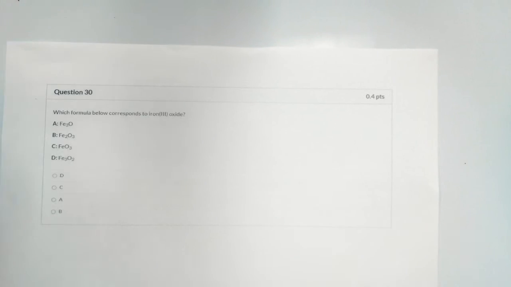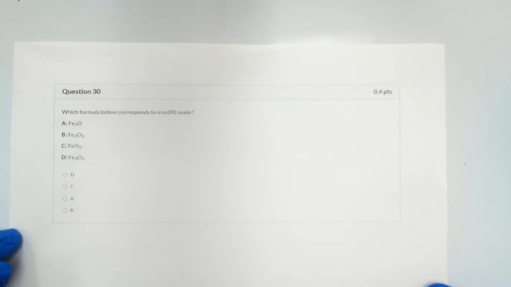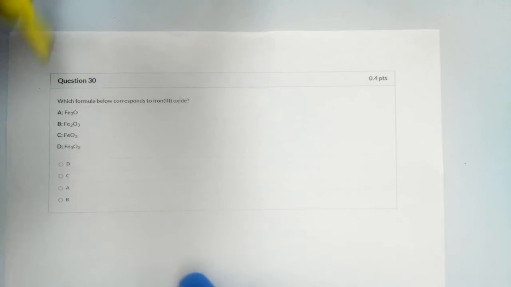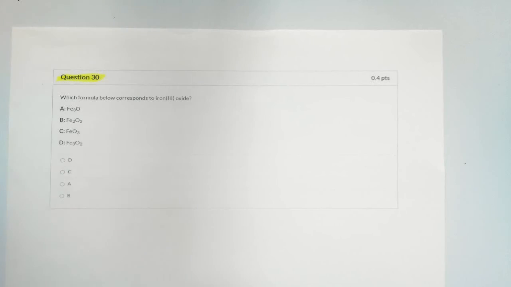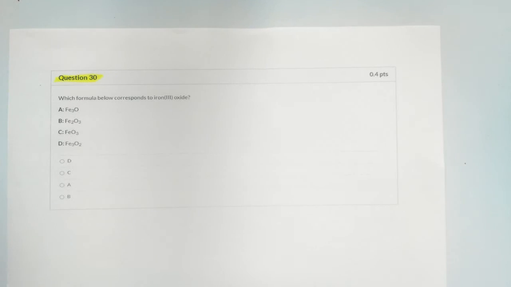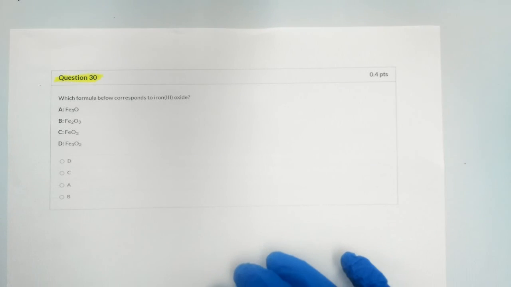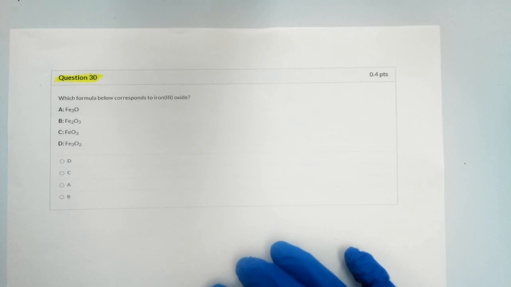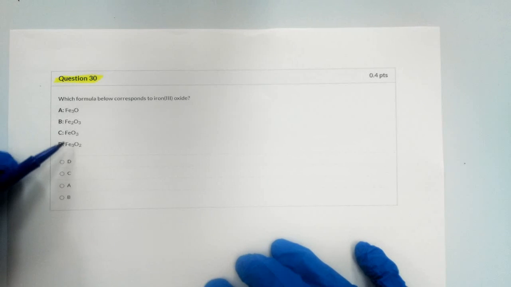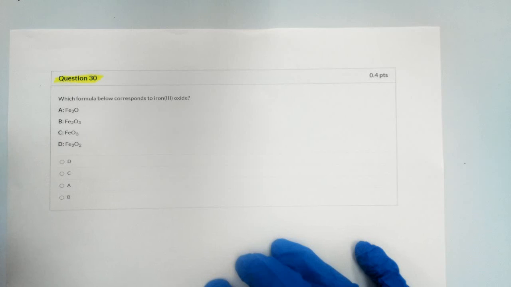All right, now let's go to the last problem I want to go over with you. This is question number 30. It's the very last problem. This one always poses a challenge for students because they don't trust their instinct. But I want you to trust your instincts here. When you solve a problem with this magnitude, you're going to find out it's really pretty straightforward. It said, which formula below corresponds to iron 3 oxide? Folks, ignore the answers.